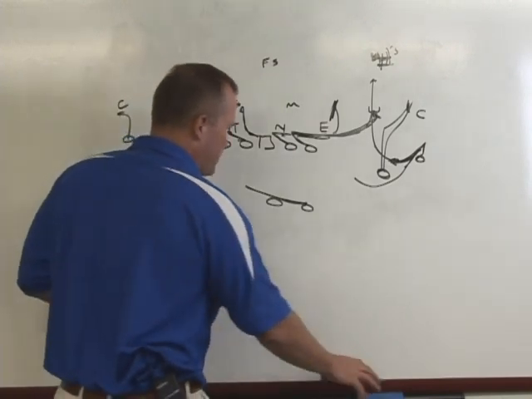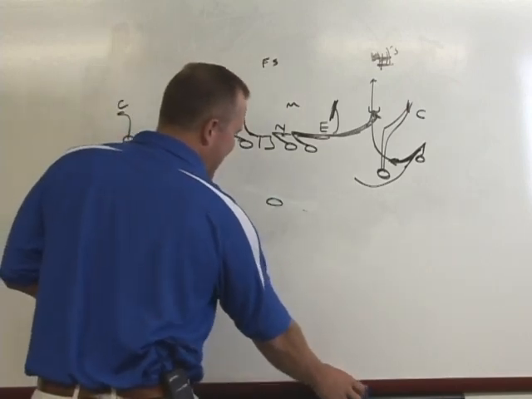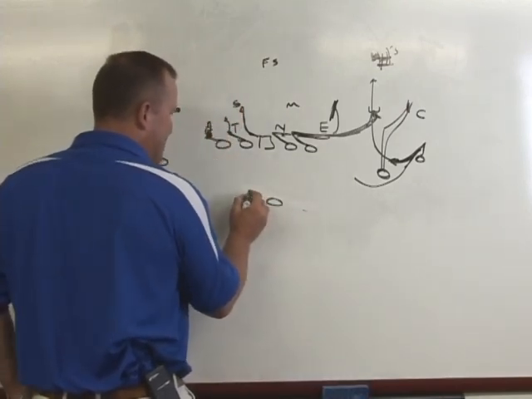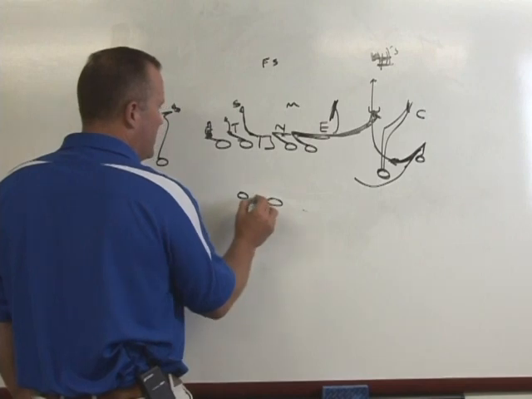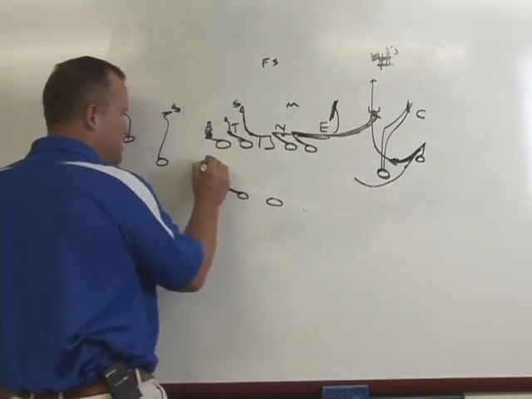Another way that we can run the screen is a very simple adjustment. We put the back to the backside, away from the screen, and then we sell it off with sprint out action. So now the back becomes a little lead blocker.